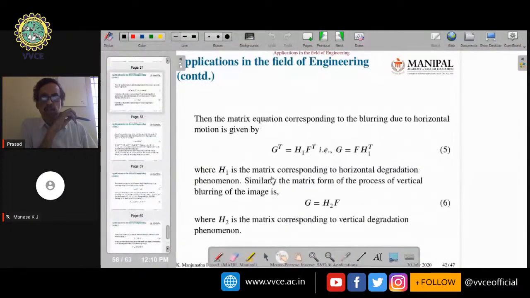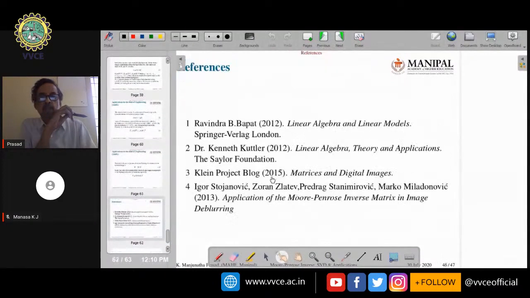The third one is on matrices and digital images, and the fourth one is the article which consists of application of Moore-Penrose inverse in image deblurring.